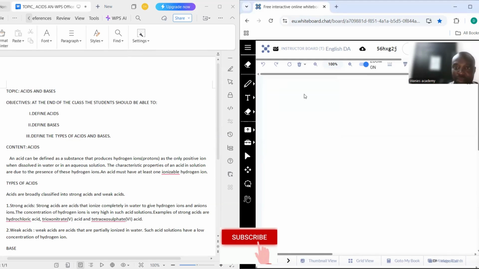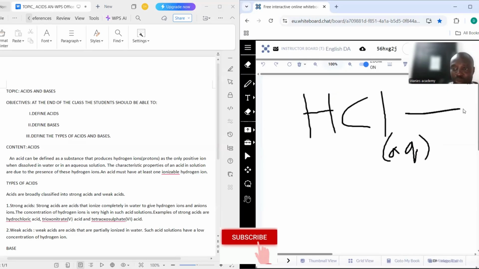We have an acid referred to as hydrochloric acid. In solution, or when it's dissolved in water, or simply put, when it's in an aqueous solution, that is denoted using the state symbol AQ. Hydrochloric acid is HCl. Remember we said an acid is any substance that produces hydrogen ion as the only positive ion when dissolved in water. So hydrochloric acid in aqueous solution will give us hydrogen ion, H+, with the corresponding negative ion, which is chloride ion, Cl-.